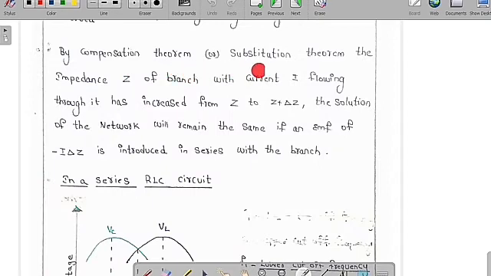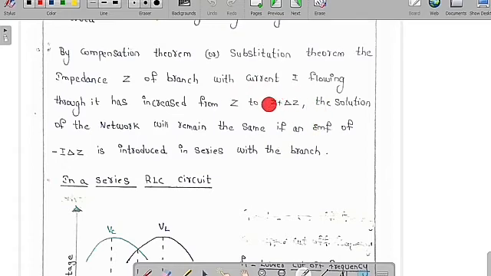By the compensation theorem or substitution theorem, the impedance Z of a branch with current I flowing through it can be increased from Z to Z plus delta Z. The solution of the network will remain the same if an EMF of minus I into delta Z is introduced in series with the branch. I have already told you the compensation theorem or the substitution theorem, whether you can replace the resistor by either a voltage source or a current source, but the voltage and the current of the remaining circuit should not be changed. That is the thing that we need to take care of.